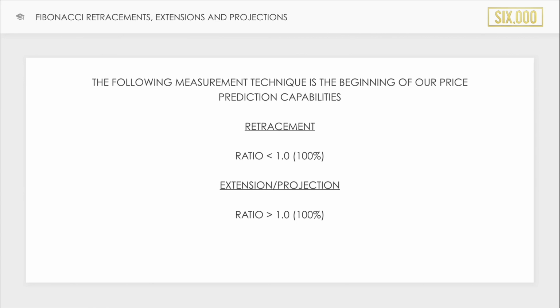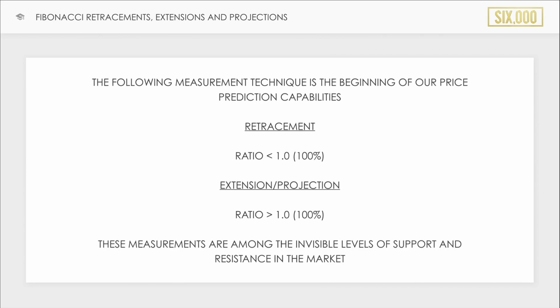And again, we'll go into this in our next slides. We'll go over a retracement, projection, and extension. So again, the ratio for a retracement is less than 1.0 or less than 100% of the price move. For an extension or projection, the ratio is above 1.0, again, greater than 100% of the price move. But I'll make this as simple as possible for you on the next slides. And these measurements are among, as mentioned, the invisible levels of support and resistance. So just keep that in mind.